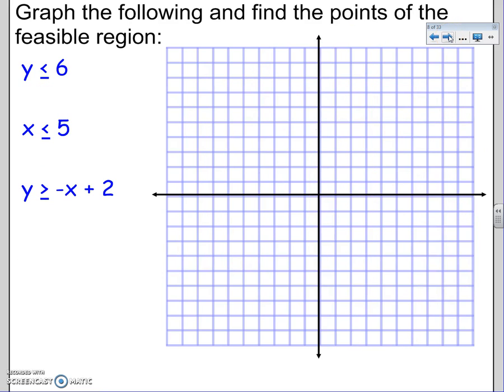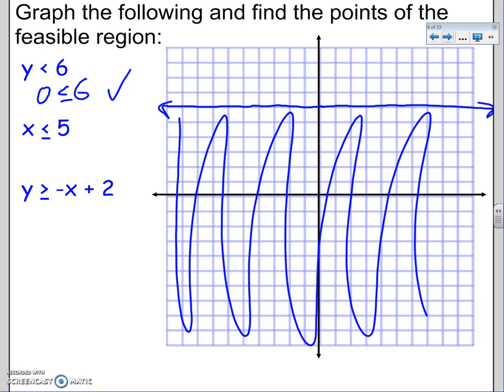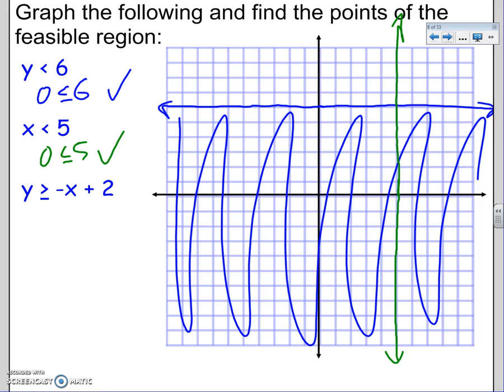Here's another one. Y less than or equal to 6. That's the horizontal line, constant. I plug in 0, 0. 0 is less than or equal to 6. That's true. Shade with the test point. X less than or equal to 5. Constant, vertical line, up and down. I plug in 0, 0. 0 is less than or equal to 5. True, shade with the test point.